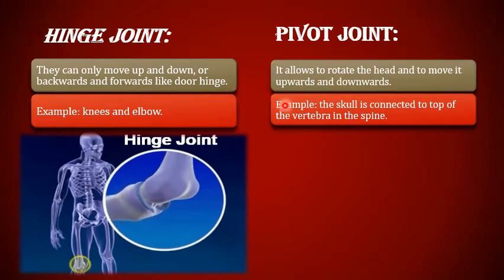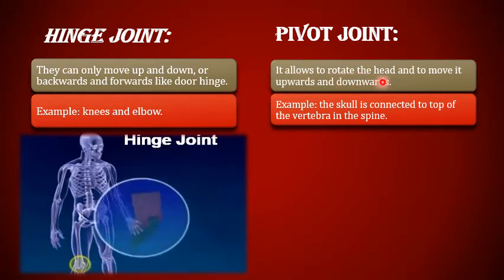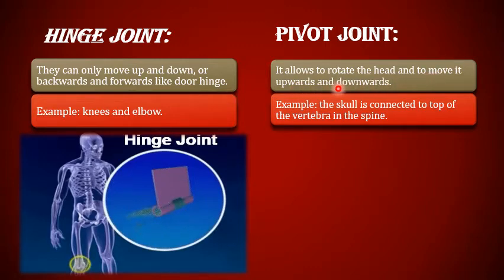If we talk about the pivot joint, on the other hand, it allows us to rotate the head and to move it upwards and downwards. So with the rotation we can move upwards and downwards with the help of the pivot joint. So what kind of example are we going to have? The skull. The skull is connected to the top of the vertebra in the spine.